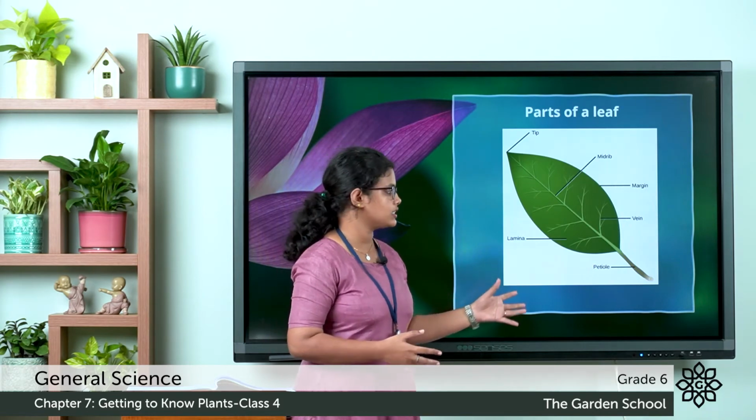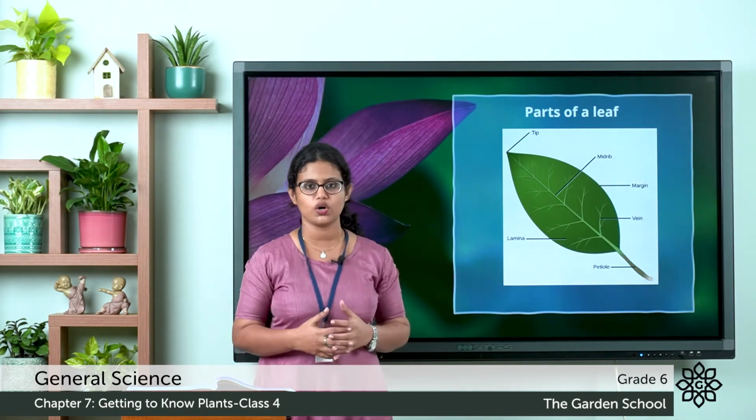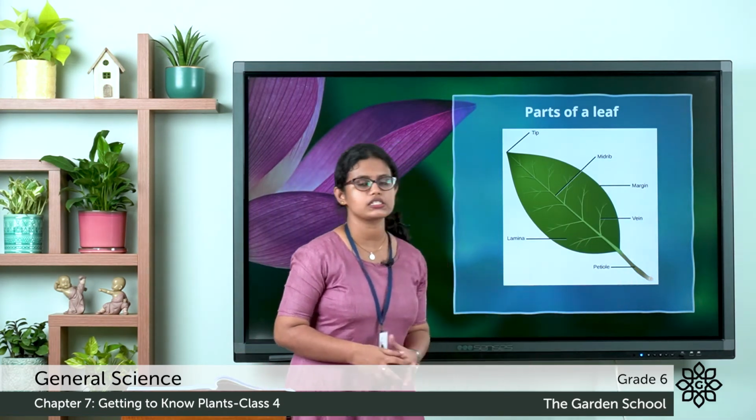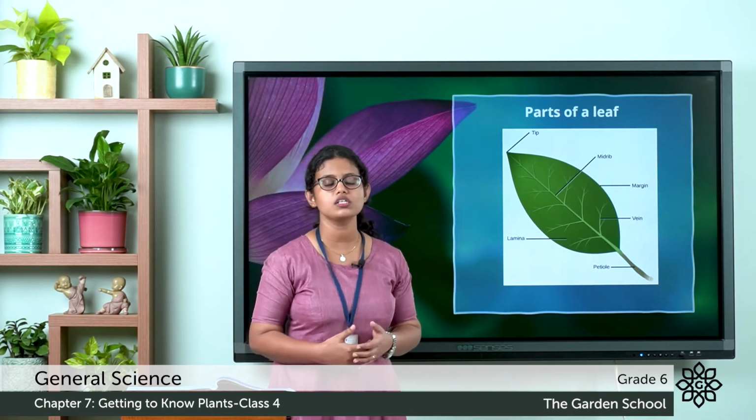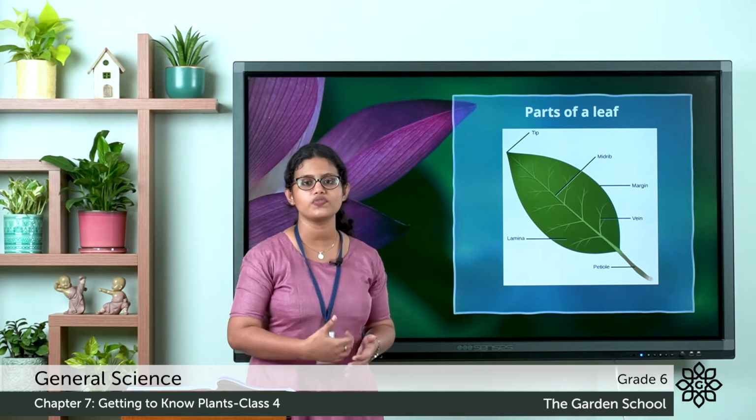The next part is the leaf stalk, and that is called the petiole. So this part is called the petiole. The leaf stalk is called the petiole. So these are the different parts of a leaf.